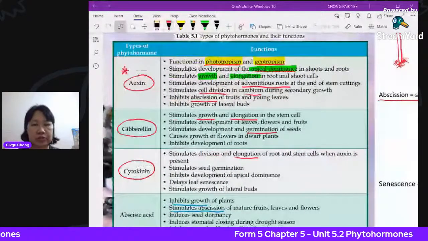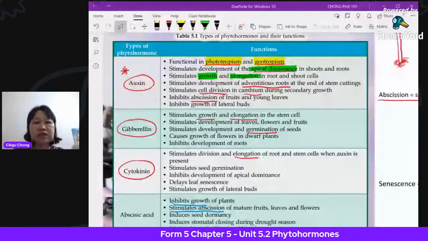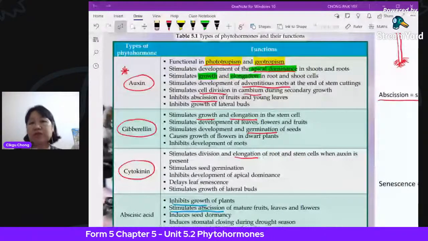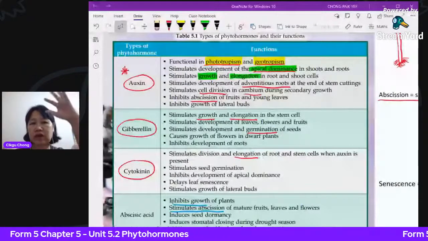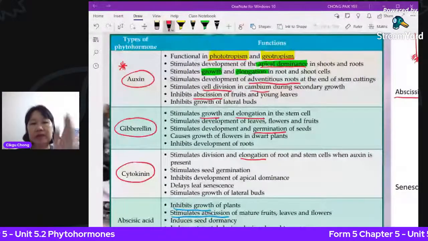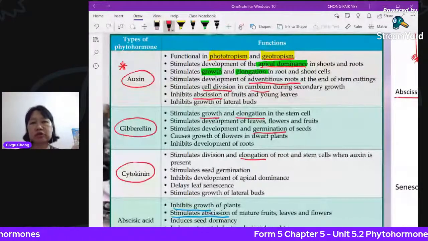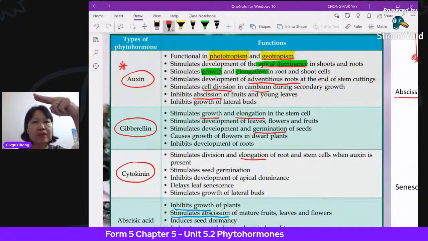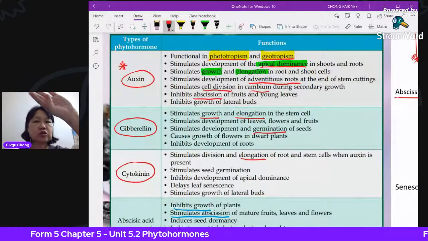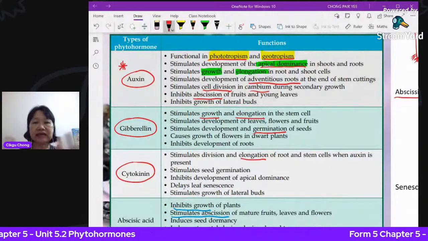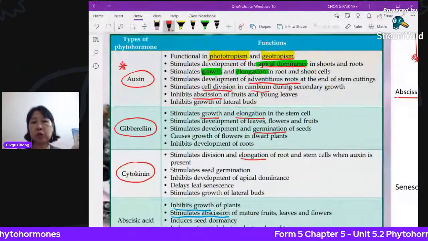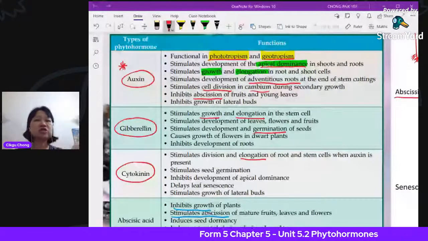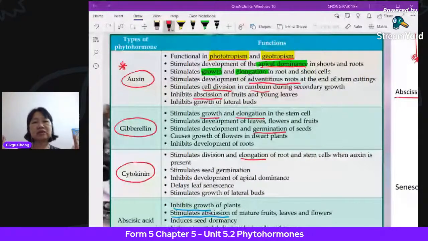And next one, inhibits the growth of lateral buds. Just now we talked about the sides. When you have the auxin up there in the apical bud, then all the side buds will not grow. There will not be new leaves. If you cut the top, then there's no auxin, and all these lateral buds will grow, the leaves will start to grow, and you can see this whole tree will have so many leaves when you cut the top.